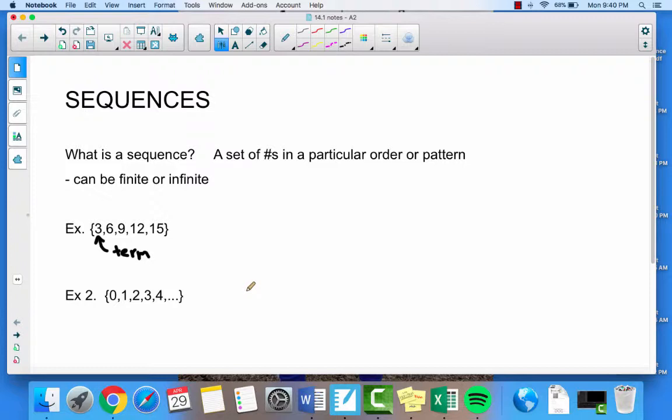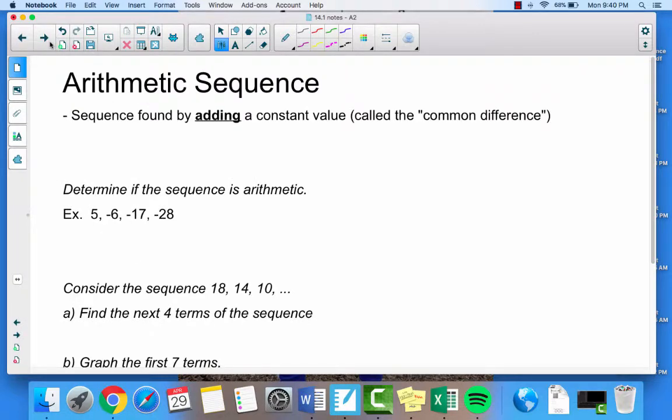Okay, so that's the general definition of a sequence, and now we're going to talk about two types of sequences. The first one is called the arithmetic sequence, and this is a sequence found when you add a constant value each time, and that value that you're adding each time is called the common difference. So all you have to do to find the common difference is figure out what number is being added each time, and then you'd be done.